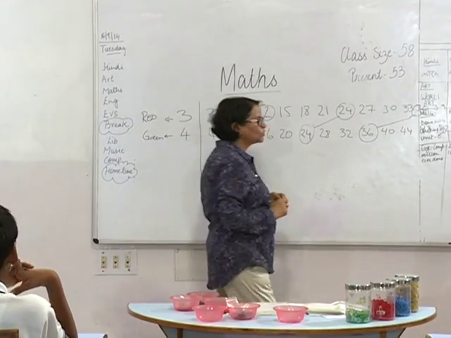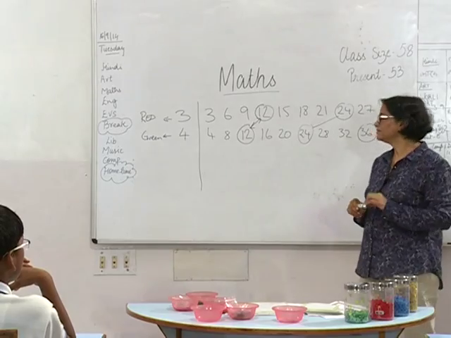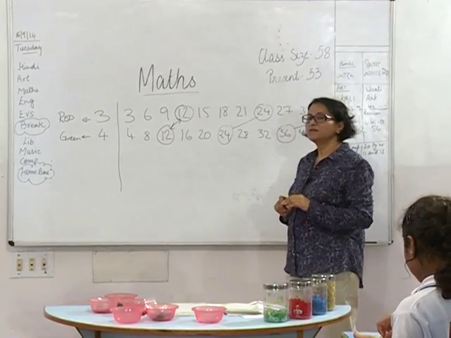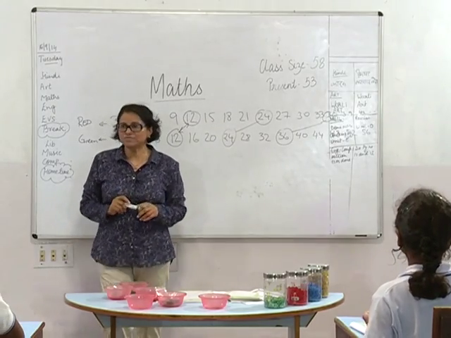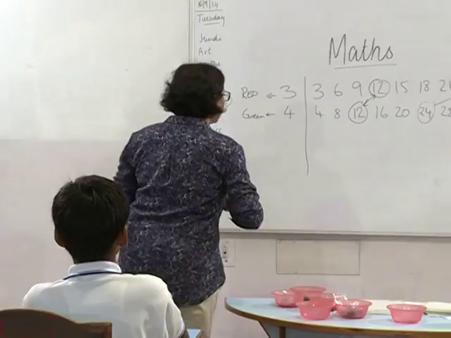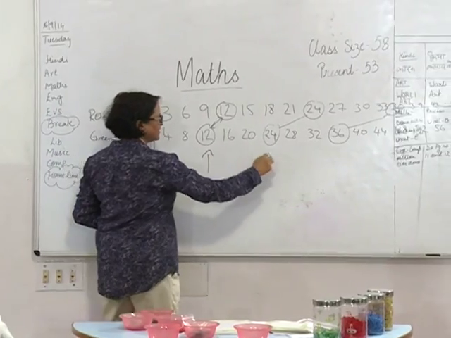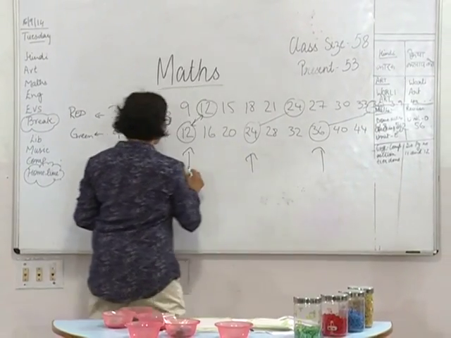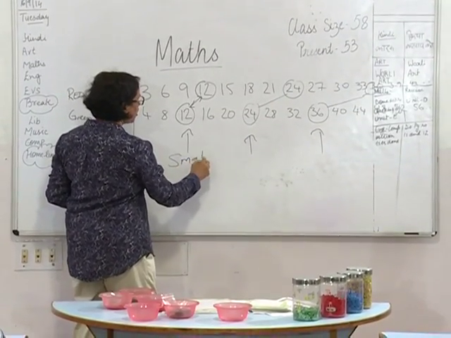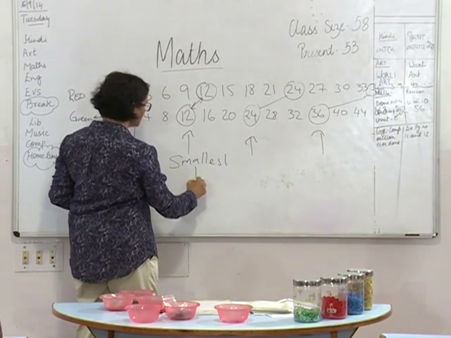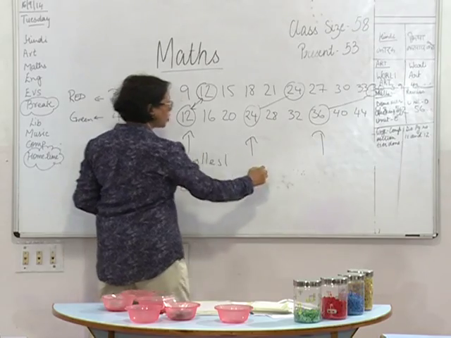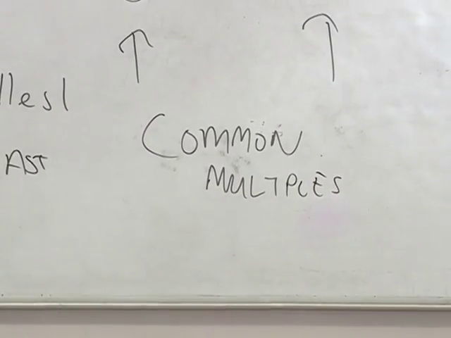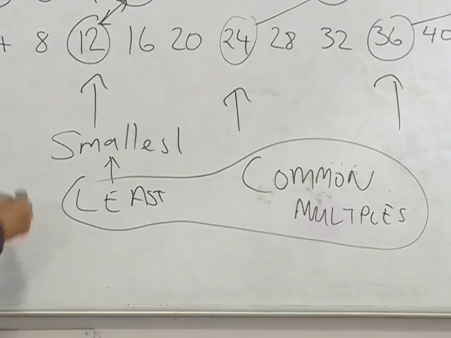Now, if I said to you, tell me which is the smallest of the common multiples. Can you tell me what's the smallest of the common multiples? Right, this is the smallest. Can we call the smallest also least? Yeah. And these are called common. So now do you understand what's the least common multiple?